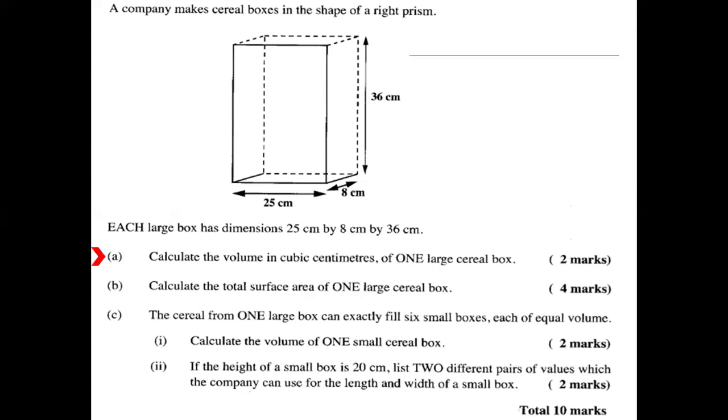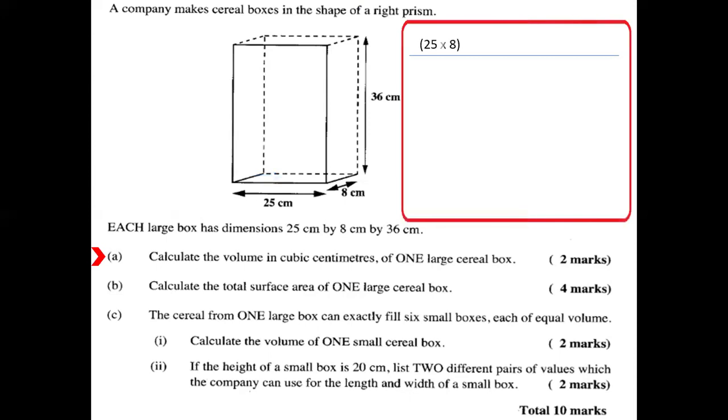Now, I've already mentioned in a time past that volume is area of cross-section times length. So this part of the box here on the ground is the cross-section, which is a rectangle. So the area of the cross-section will be 25 times 8. But we have to multiply by the height now to get our volume, which is 7,200 centimeters cubed. That's our volume for the large box. Some people would say length times width times height. Fine, nonetheless. All right, second part of the question.